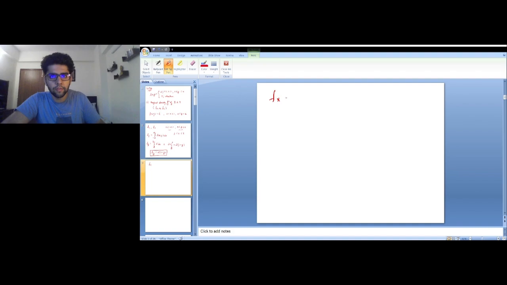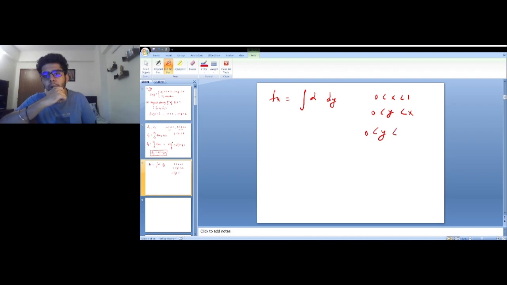So for f of x, now dy, integrating this function over y, because we are finding the marginal density function of x, and now my limits will be, my x was lying between 0 and 1, my y was lying between 0 and x. From this I can deduce that for f of x we need to put in the limits of y, so my y lies between 0 and x. So my limits of y will be 0 to x. So this will give me f of x is equal to 2y between 0 and x, which will give me 2x. Therefore my f of x is equal to 2x.